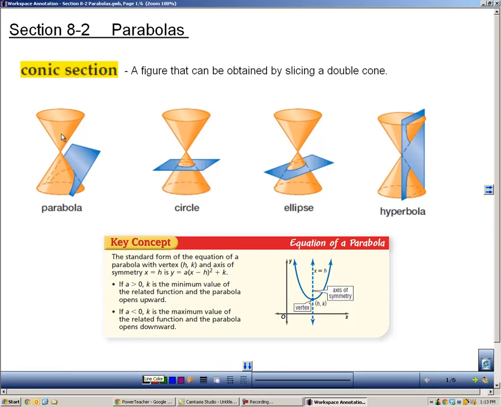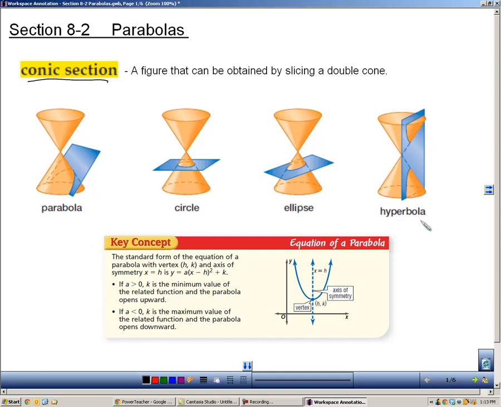Section 8.2 is about parabolas. If you have a double cone, like you see in the picture here, and you slice it a different way, you create something called a conic section. And there are 4 conic sections. You can slice it and get a parabola, a circle, an ellipse, or a hyperbola.